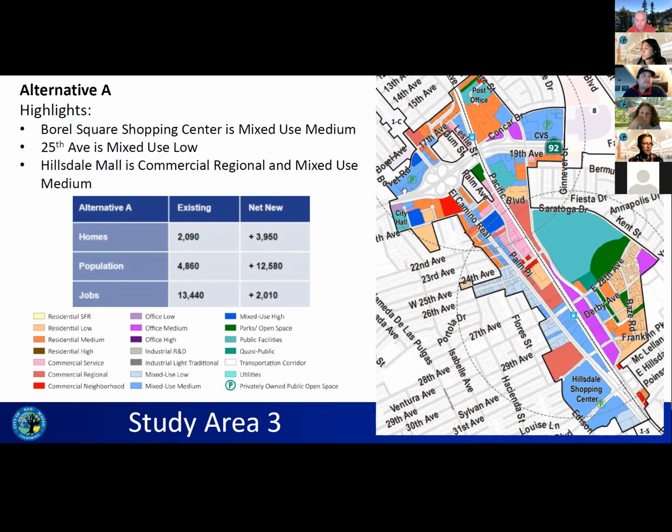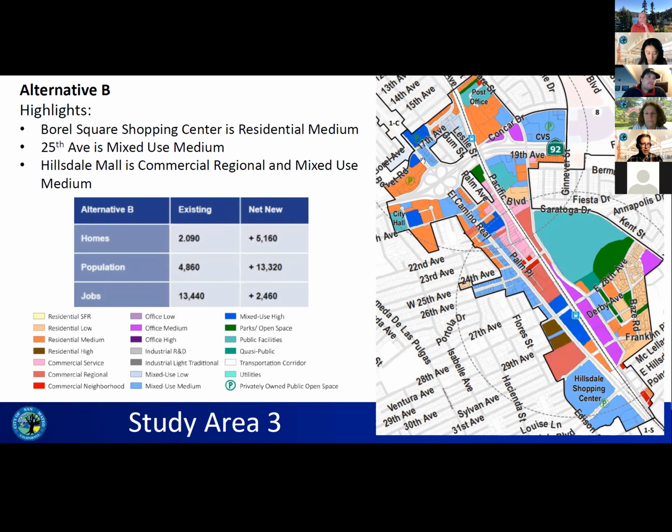So just to highlight the primary differences, in alternative A, Burrell Square Shopping Center right here is mixed use medium. The 25th Avenue corridor would be a mixed use low designation. And then Hillsdale Mall is a combination of regional commercial and a mixed use medium designation. In alternative B, Burrell Square is a residential medium designation. The 25th Avenue corridor is slightly more dense, mixed use medium. And Hillsdale Shopping Center is a combination of mixed use medium and commercial regional.